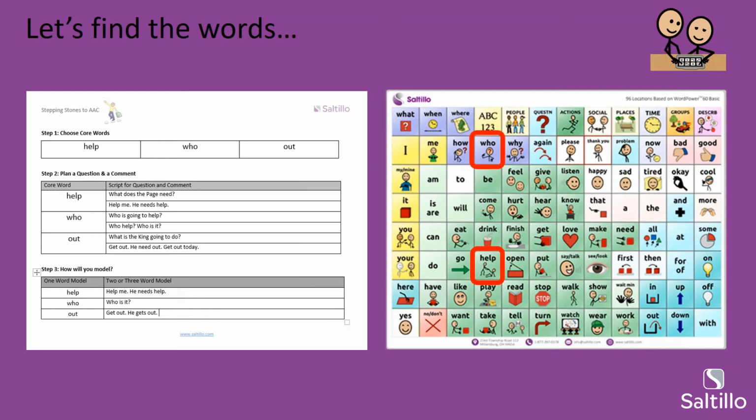See it highlighted there. Who. And then out. Okay, does this make sense to everyone how we got there? Thank you. I was hoping it made sense.